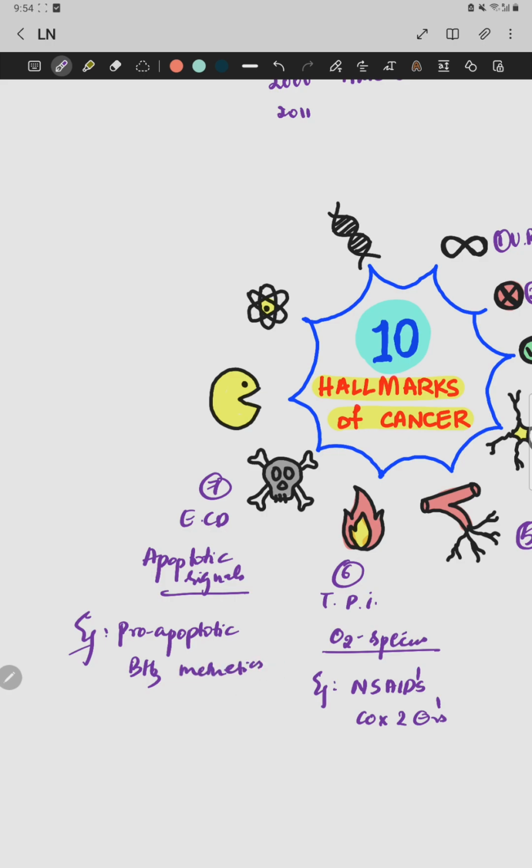Now next is evasion of immune destruction, or avoidance of immune destruction. Cancer cells avoid immune detection and somehow escape from immune detection and destruction. To target this, we can use immunotherapy agents like anti-CTLA4 agents.